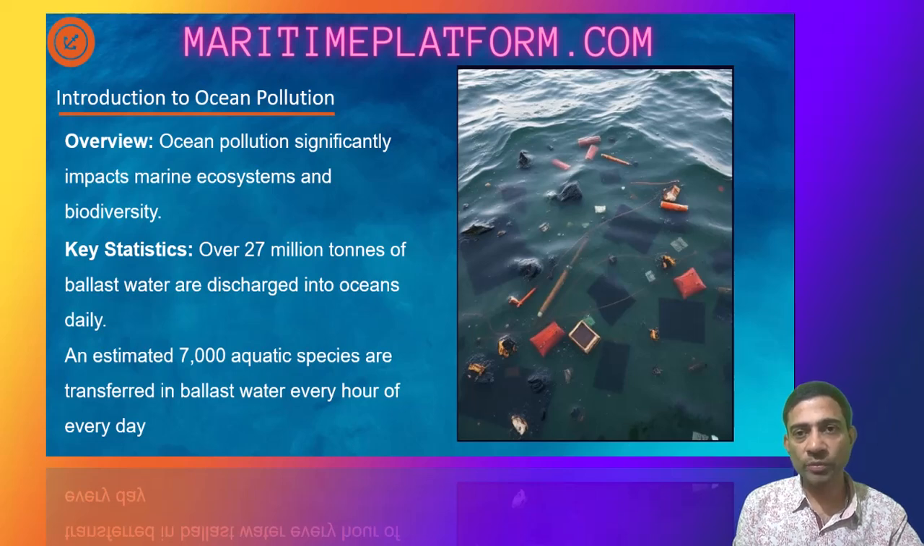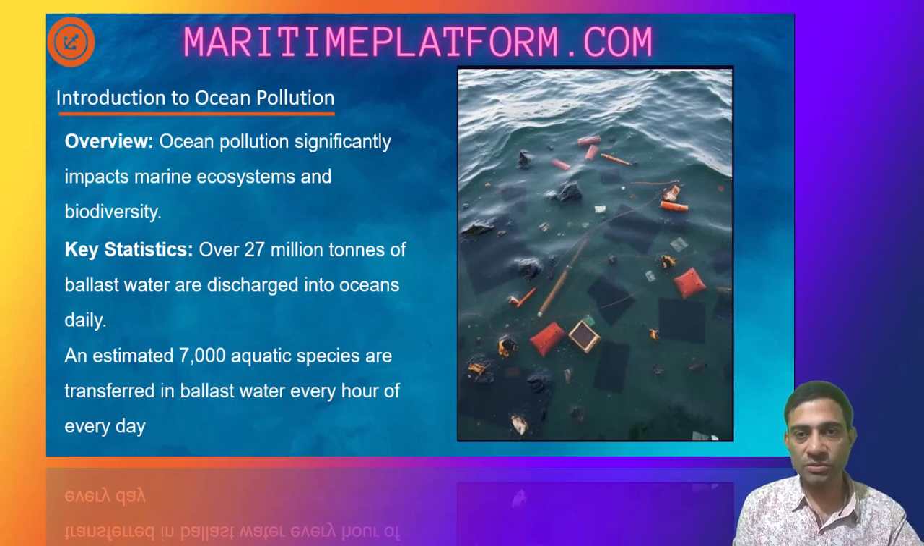That is, so many million tons of cargo is being loaded, so many million tons of ballast are discharged. We will talk about where these tanks are, how it is loaded and how it is discharged during the course of the presentation. An estimated 7,000 aquatic species are transferred in ballast water every hour of every day.